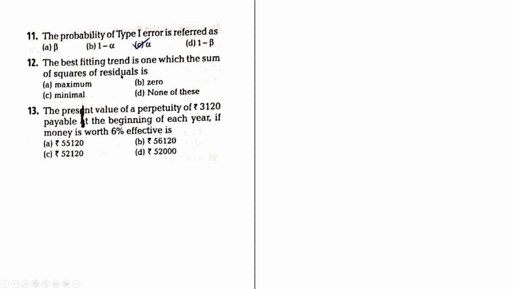Next question, the best fitted trend is one in which the sum of squares of residuals is. So here we know that using method of least squares, if we are finding the best fitting trend line, then we should have summation yi minus yi cap the whole square. This should be minimum. This is for 12th question. So here the sum of squares of residuals, this should be minimal. So it is option C.